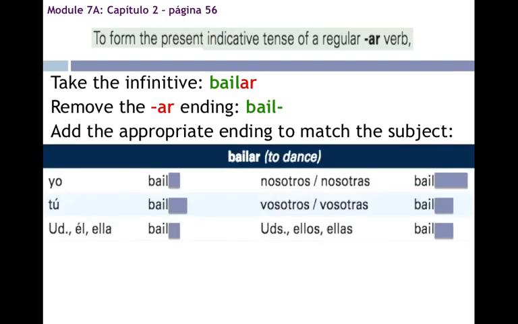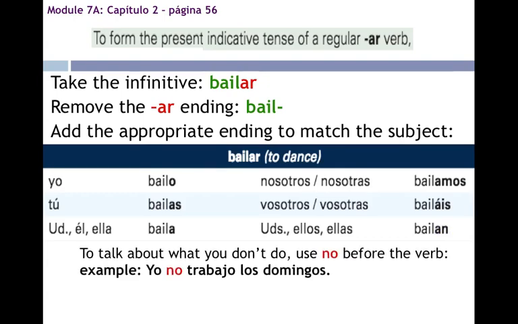So, do you remember what those endings are? What is the ending that goes with yo? O. With tú? As. Usted, él, ella? A. Which ending goes with nosotros or nosotras? Amos. Vosotros, vosotras? Áis, that has an accent over the A. Ustedes, ellos, ellas. An. To talk about what you don't do, you just put no before that conjugated verb. Por ejemplo, yo no trabajo los domingos.